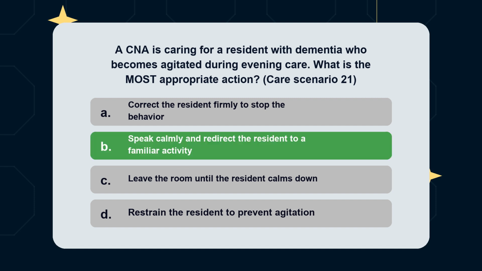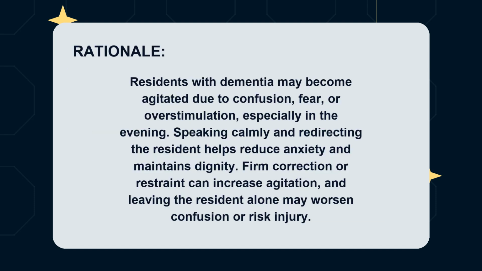The answer is B. Residents with dementia may become agitated due to confusion, fear, or overstimulation, especially in the evening. Speaking calmly and redirecting the resident helps reduce anxiety and maintains dignity. Firm correction or restraint can increase agitation, and leaving the resident alone may worsen confusion or risk injury.